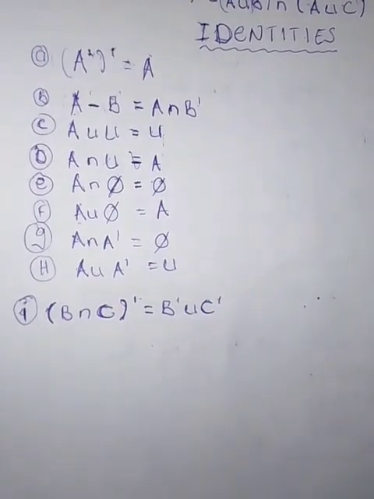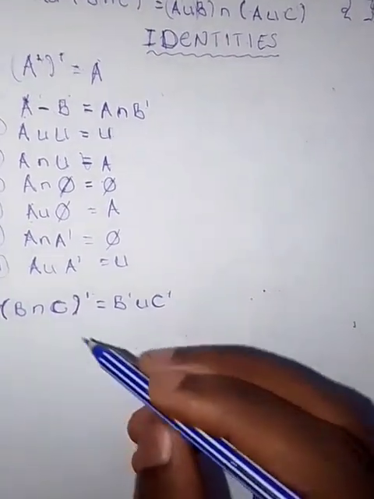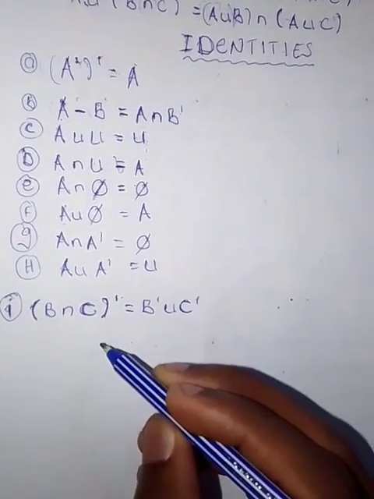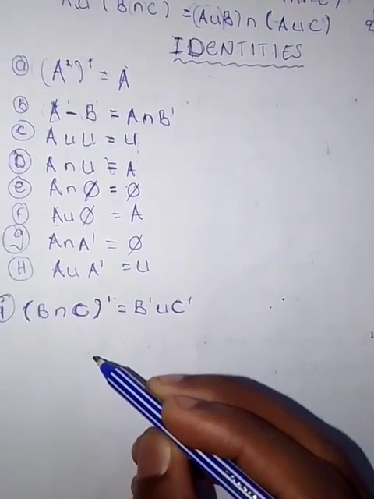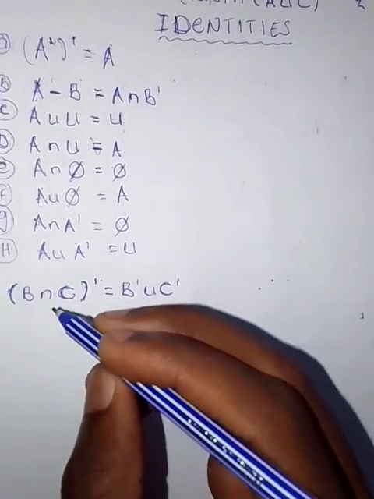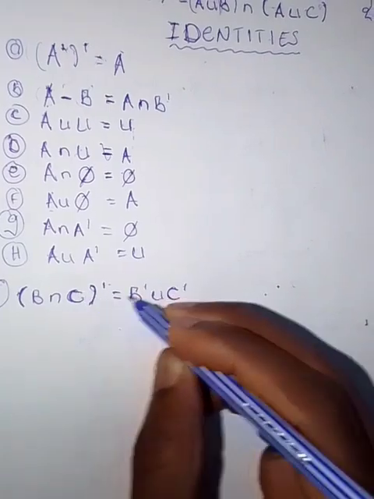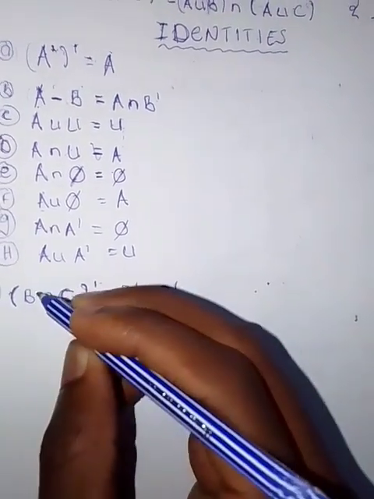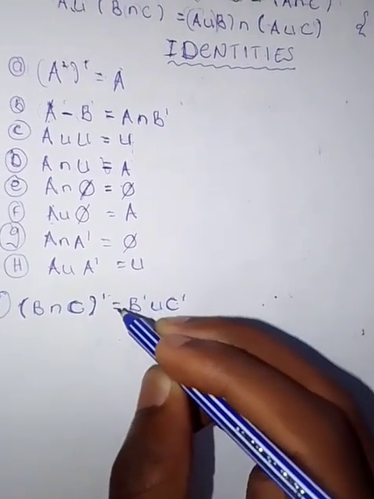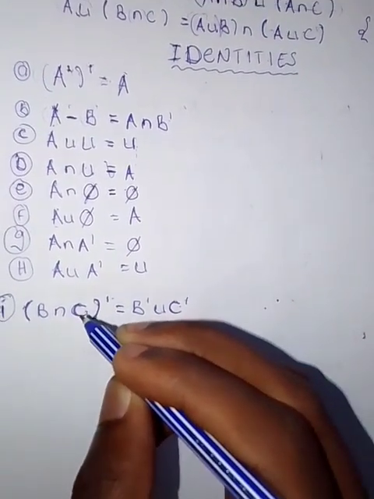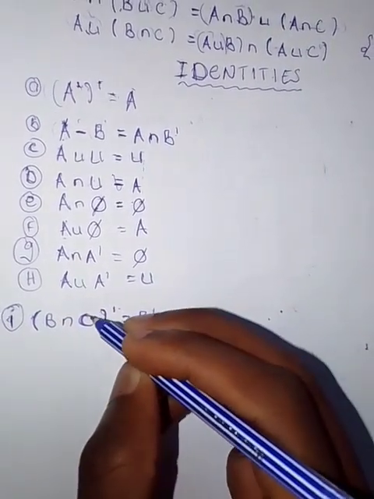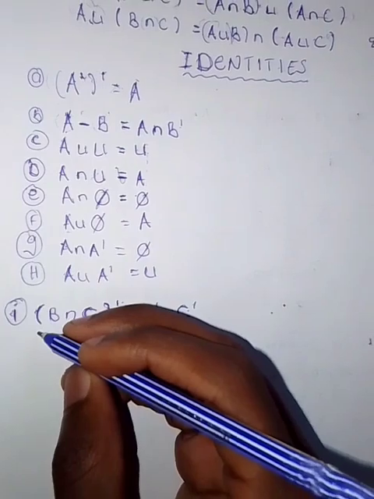So in order to prove this De Morgan's law, we are going to use what is called the arbitrary method. Sometimes they even tell you to use the arbitrary method. So using the arbitrary method, we will need to show that this is a subset of this one, and this one is a subset of this one. For the fact that they are subsets of each other, it means that they are equal. Okay, so now how do we do that? We are going to pick any side. You can start with the left or the right, but we are going to start with the left hand side.